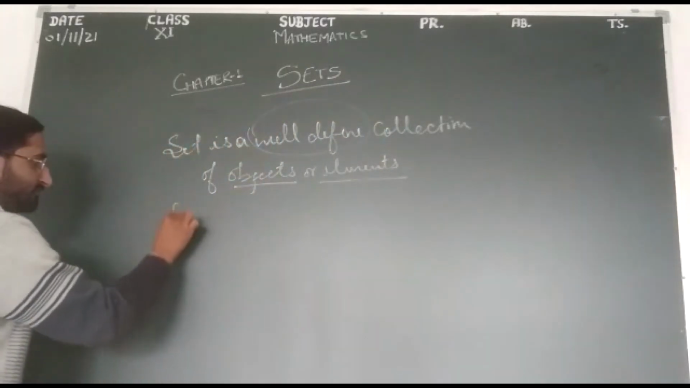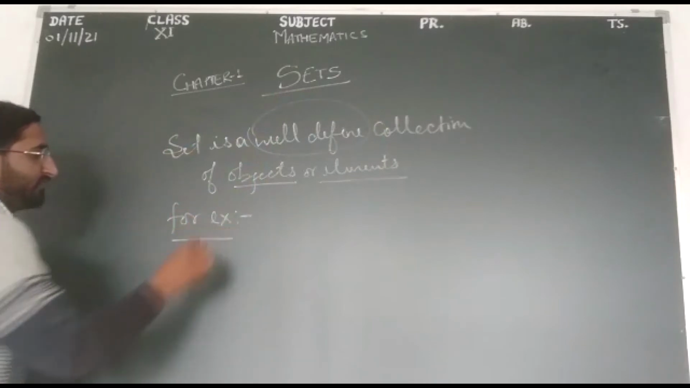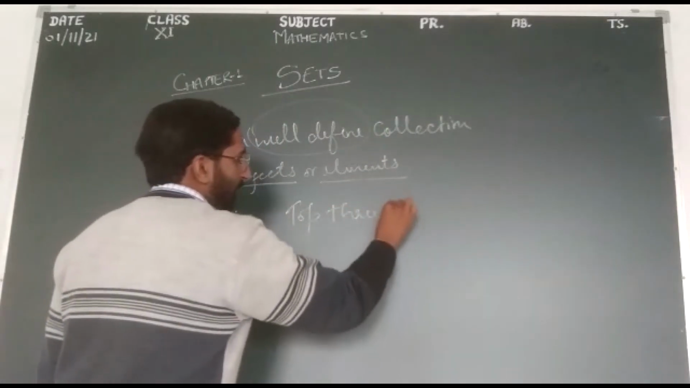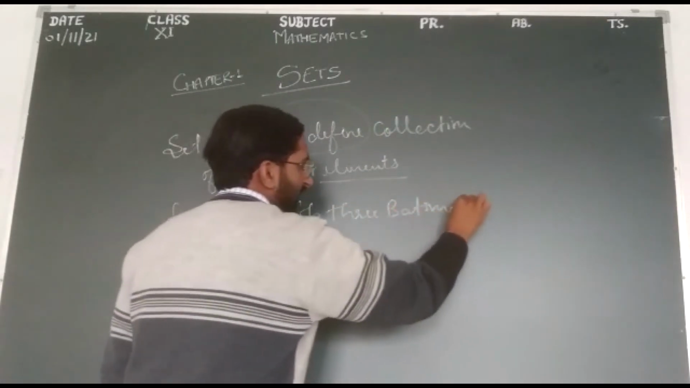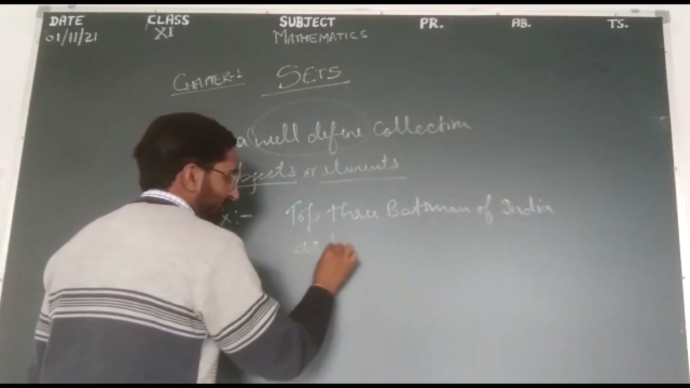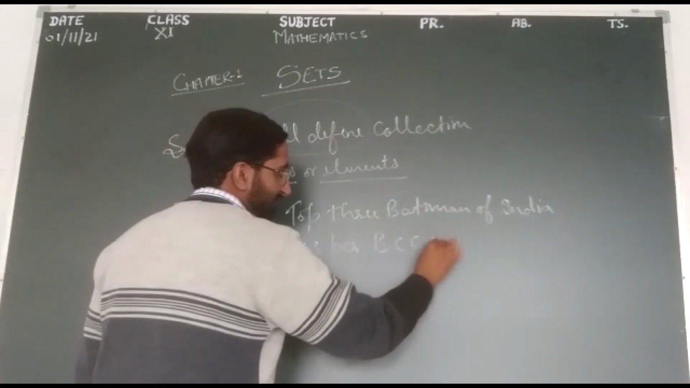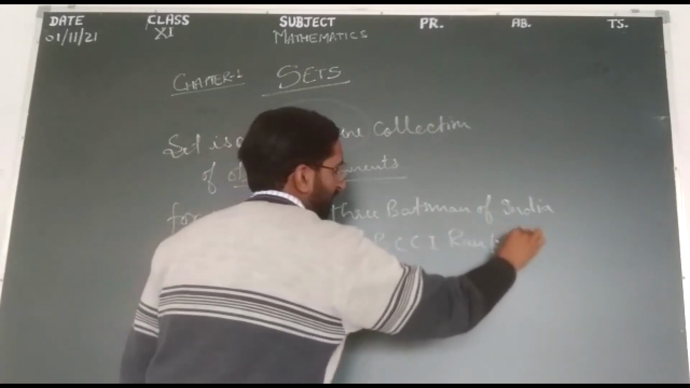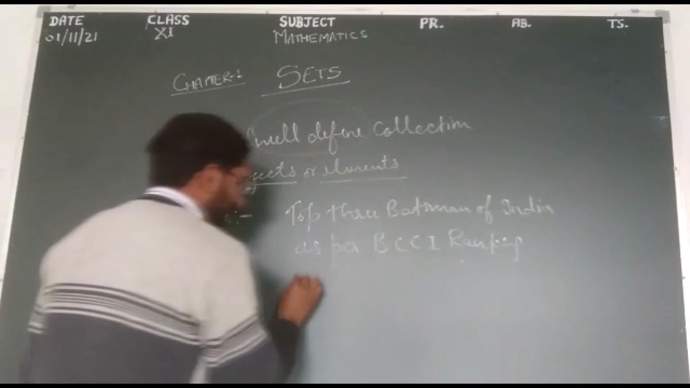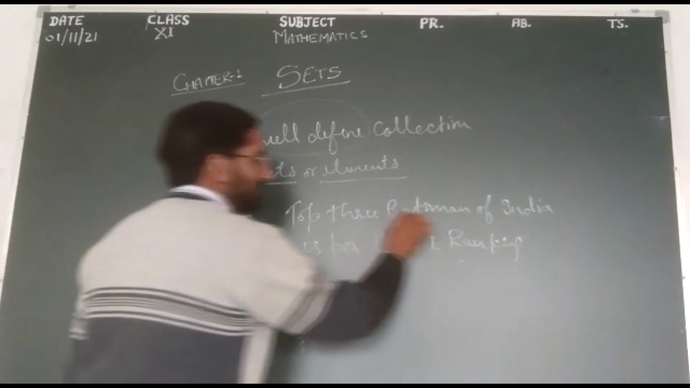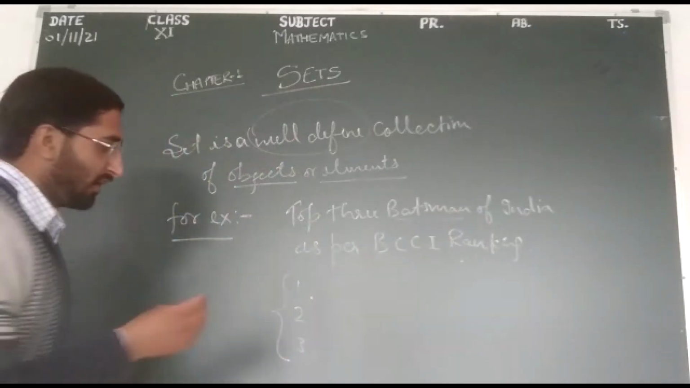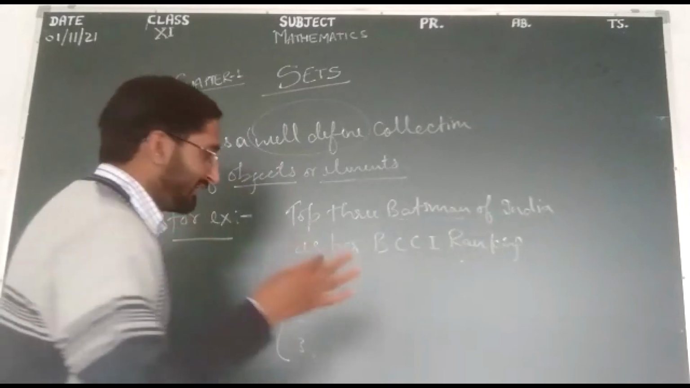For example, if I say top 3 batsmen of India as per BCCI rankings, so this is a set. Why? Because according to BCCI, there will be 3 top ranked batsmen. So it is a well-defined object, or we could say 3 persons in a set.